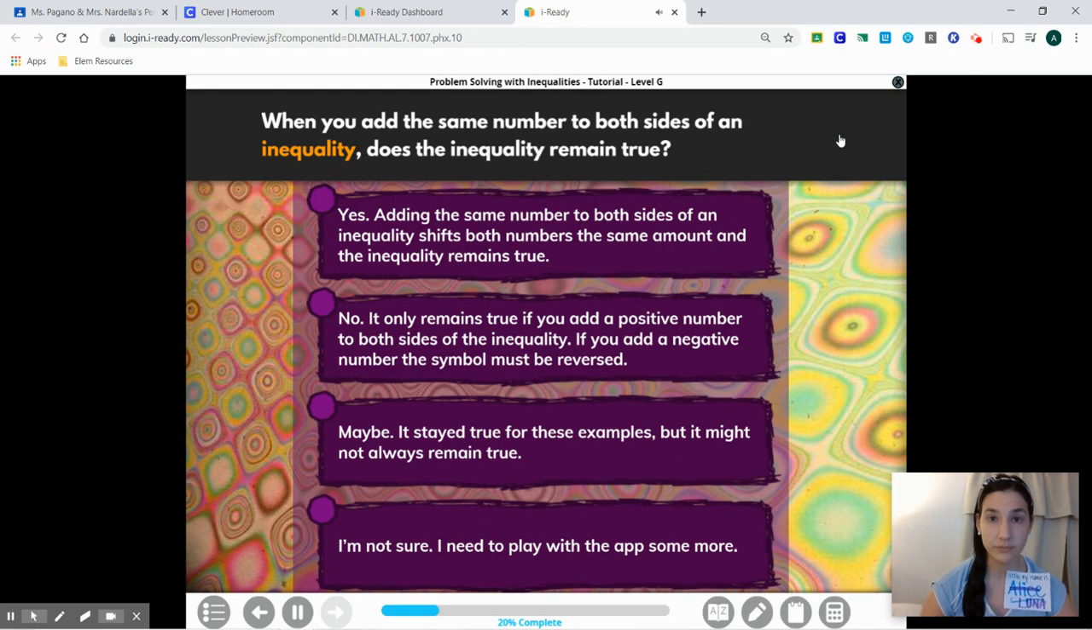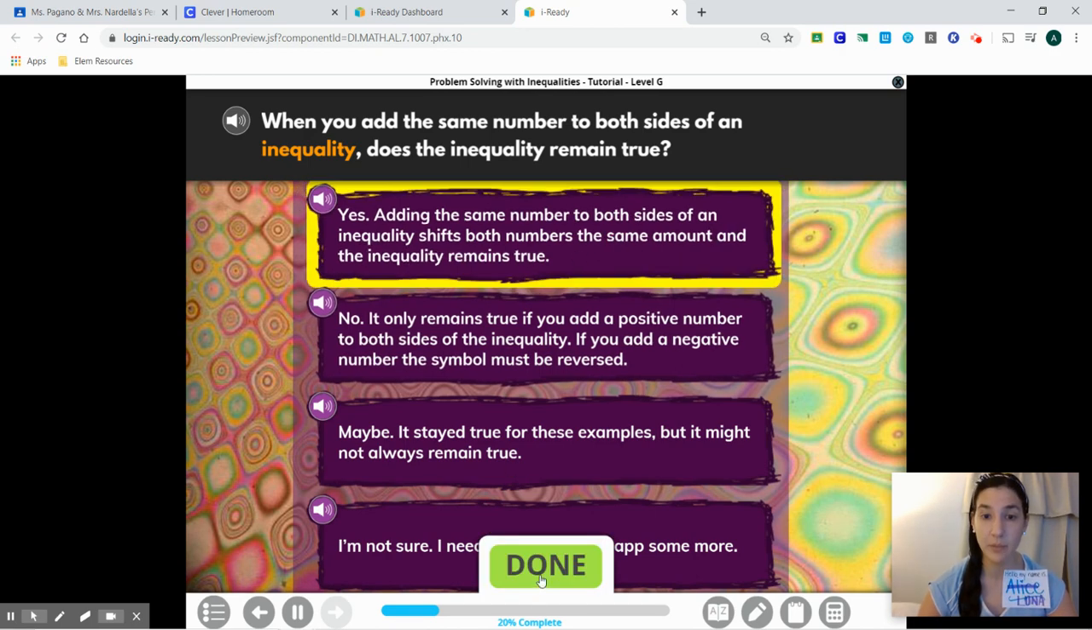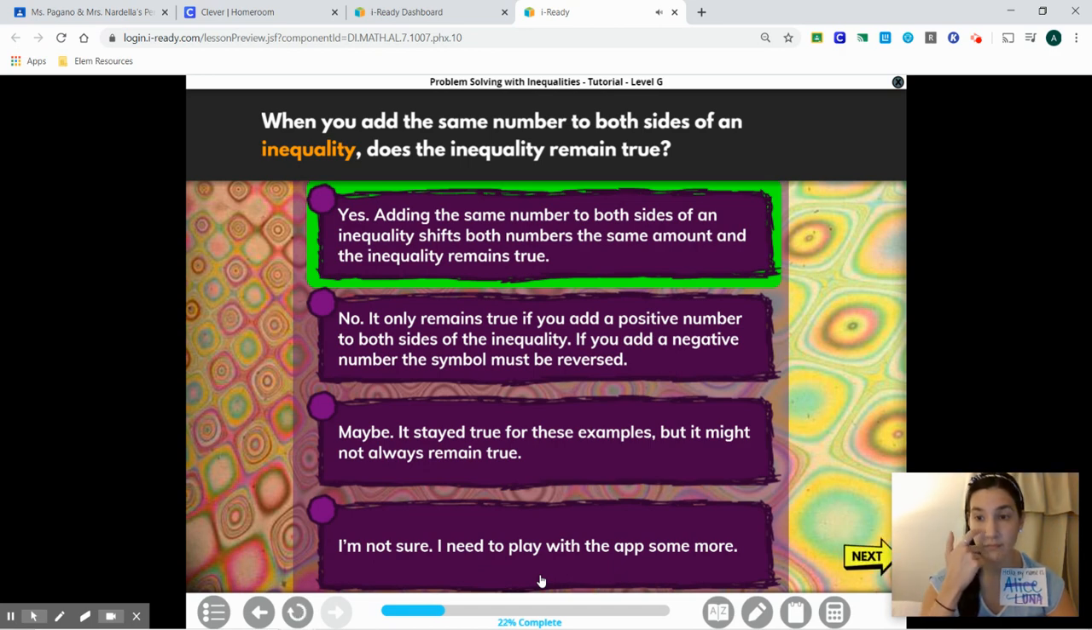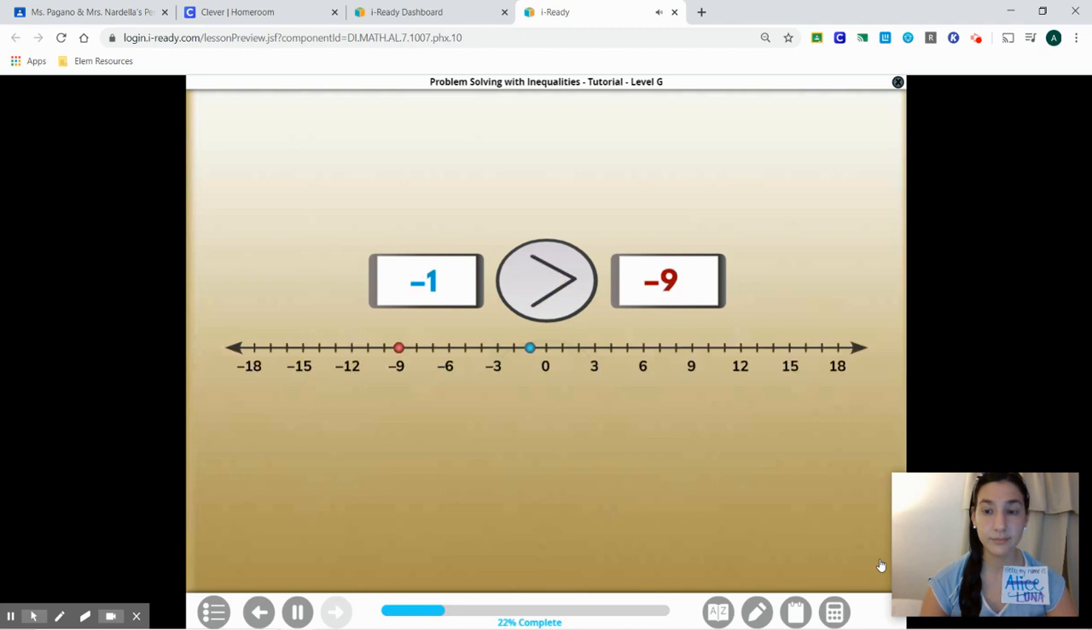When you add the same number to both sides of an inequality, does the inequality remain true? We know that no matter what we add to both sides, whether it's a positive number or a negative number, the inequality symbol remains the same. Stays true. So yes, adding the same number to both sides of an inequality shifts both numbers the same amount, and the inequality remains true. That's definitely what we want. Exactly.